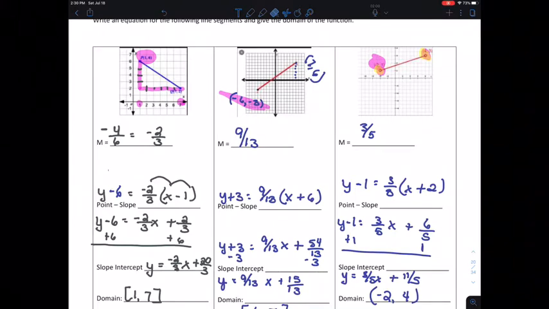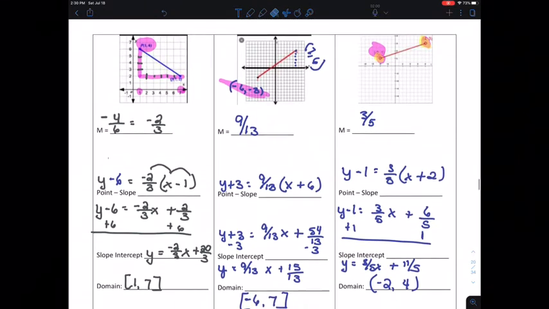But in the third one, both circles are open, and that's why our domain is parenthesis -2, 4. If you're struggling with adding the fractions like 2/3 and 6, I am completely fine with you doing that on your calculator. So if you have any questions about these, please send me a remind.